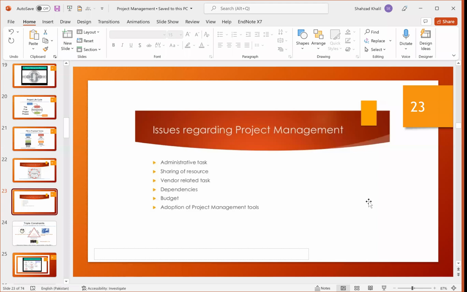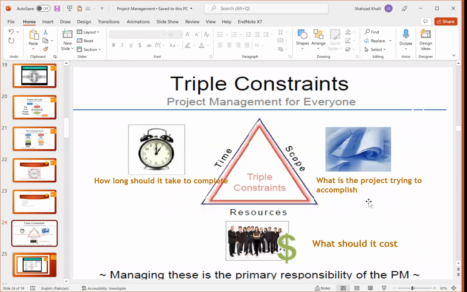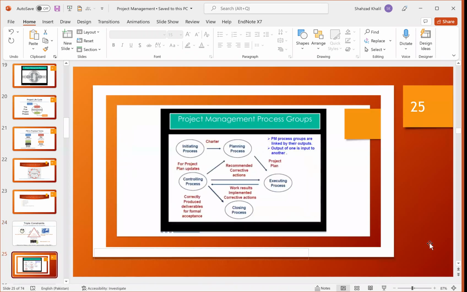Issues regarding project management relate to administrative tasks, sharing of resources, vendor-related tasks, dependencies, budget, and adoption of project management tools. These are the triple constraints in project management, which are time, scope, and resources. Time: how long should it take to complete? Scope: what is the project trying to accomplish, and what should it cost? Managing these is the primary responsibility of project management.